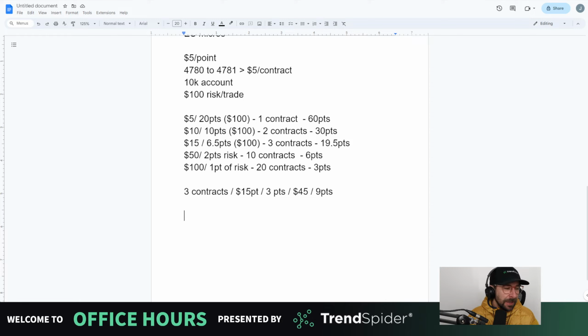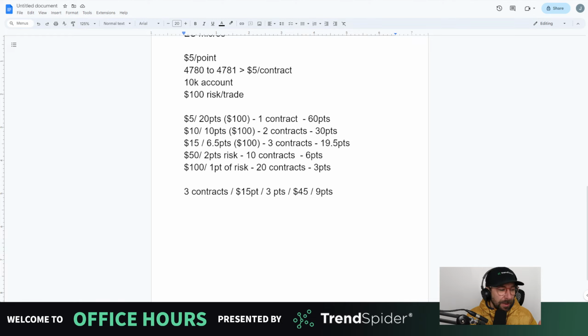My A setups are going to be the ones that I take every single time I see them on assets that I am comfortable trading. I know how the setups should work. I'm good at trading them. I'm good at taking stops when I'm wrong, and I'm good at letting those trade ideas work as well. Letting my winners run, as they say.